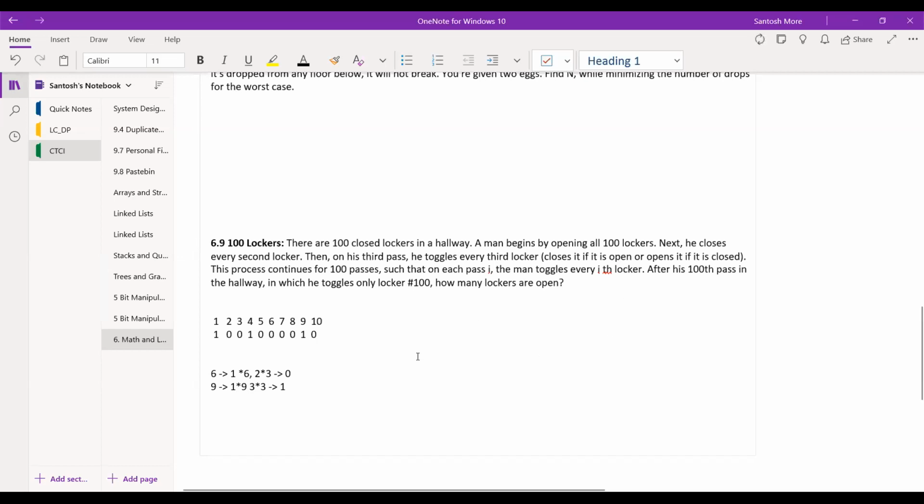This is like the bulb switch problem. Right, good. Yeah, we have that bulb switching, correct.